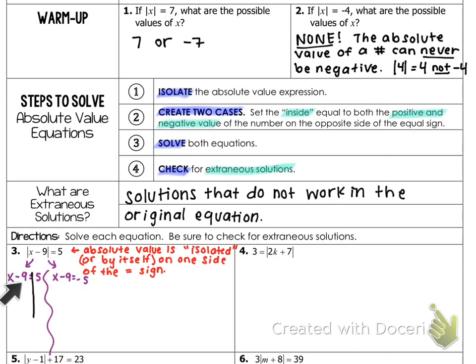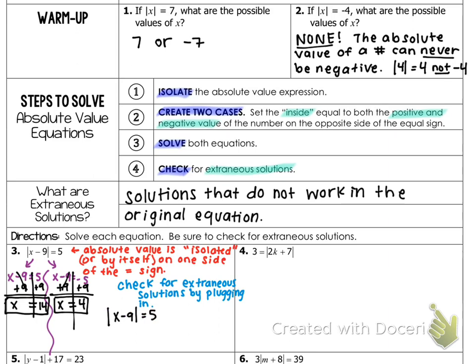So the first thing we do to solve for x on this side is to add 9 to both sides. See, I told you solving equations never goes away. So we have x equals 14. That's one of our answers. And then over here we add 9 to both sides. So x equals 4. Okay, we're not done because we just solved both equations, but now we need to check for extraneous solutions to make sure both of these work. All we're going to do is plug 14 back in and 4 back in. If we get 5 for both of our answers, then they both work and those are both our answers.